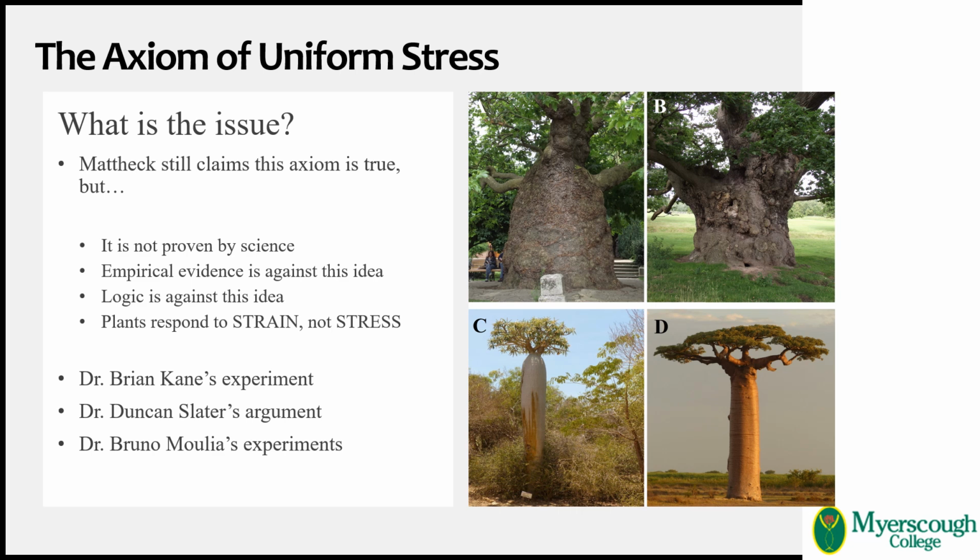Now, I have a paper published in our Arboricultural Journal in 2016, which is available to you on Canvas, that draws together several arguments as to why trees do not grow as per this axiom of uniform stress. One of these arguments is that it has been proven by scientists, a key author being Bruno Moulia, that plants respond to strain, not stress, and this shows that the tree could never gauge it had achieved a uniform stress field at its outer edge. Trees do not directly experience stresses, and it is proven that they respond to strains.